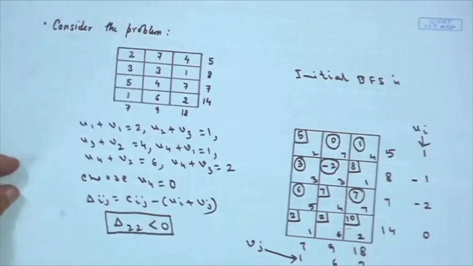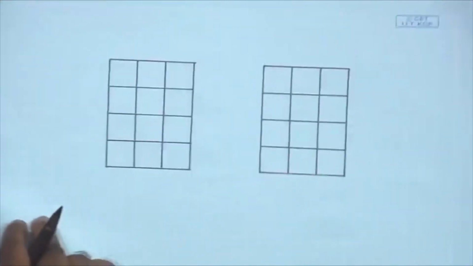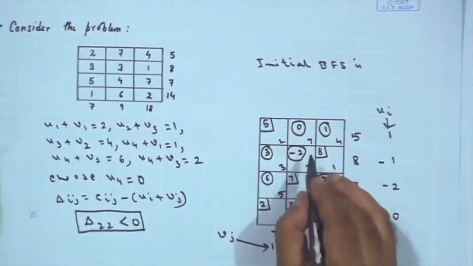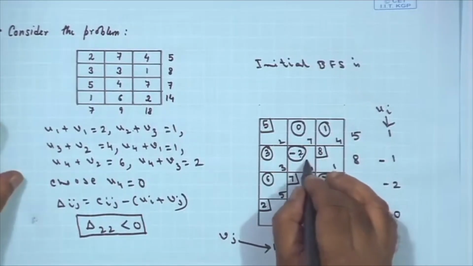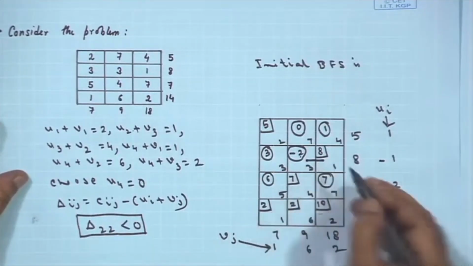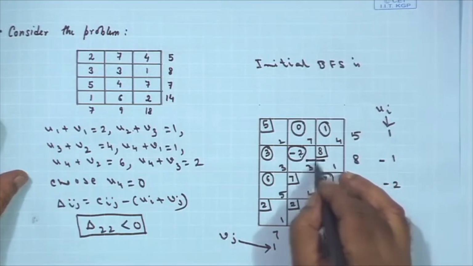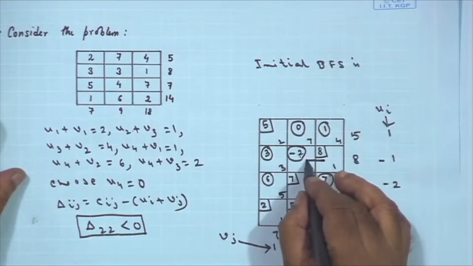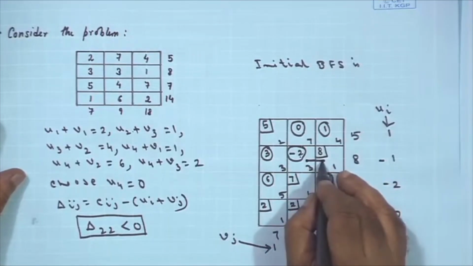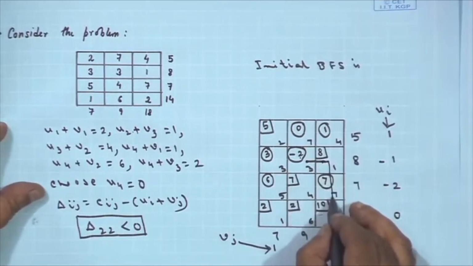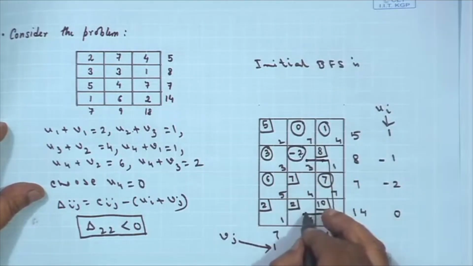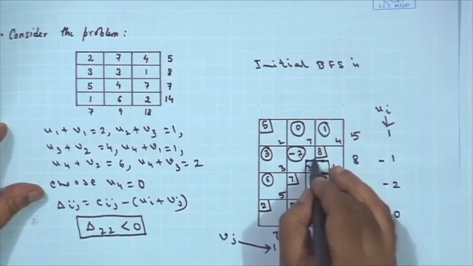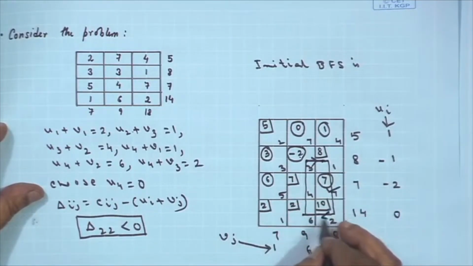What you will do from this table: your negativity is coming on this point. So, I can start from here, I can go up to here, because whenever I am starting from this, I have to travel on occupied cells only. So, from here I can go up to this, then from here I can go up to this, and then I can go back to this, which will form a loop.